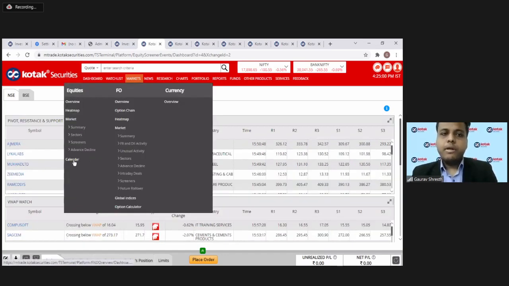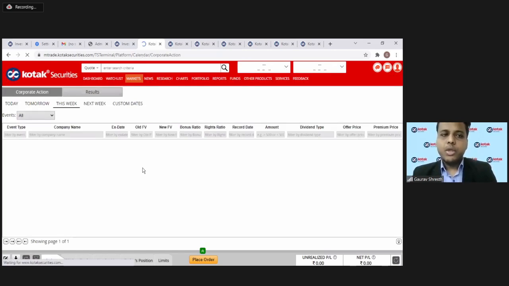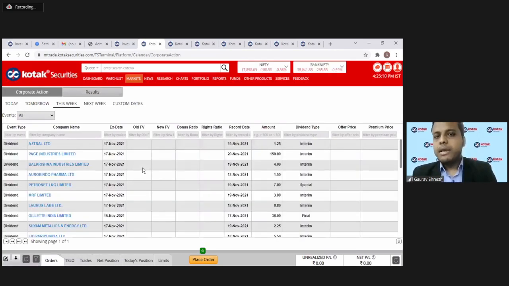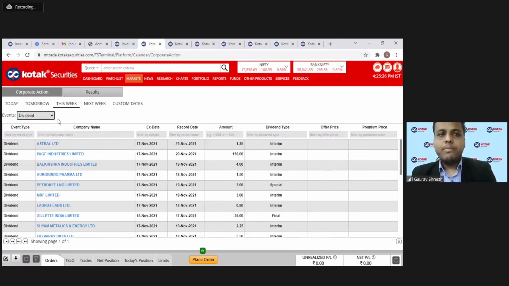Moving to the last part in the market section in equity, which is the calendar. Under calendar, you can watch all the corporate actions which are about to come in the next week. There are subdivisions available. Either you can select the entire corporate action, or you can select a particular option. Let's suppose I only want to see the dividend which is about to come in the next week. I only have to select dividend, and that's it. The entire list of dividends will come over here.